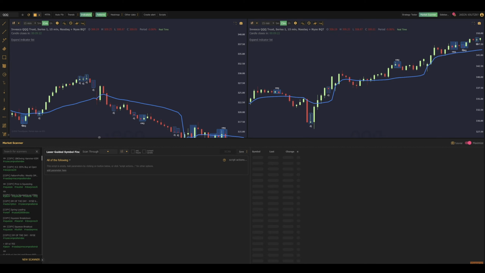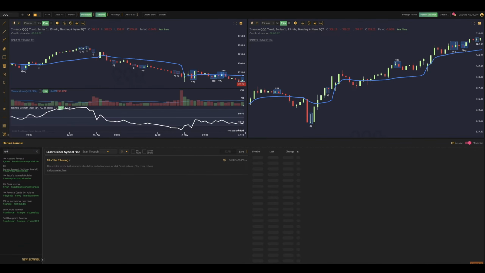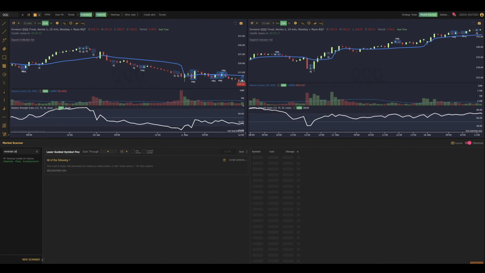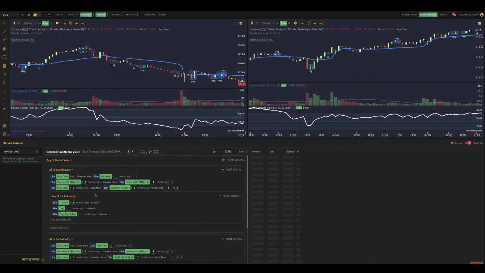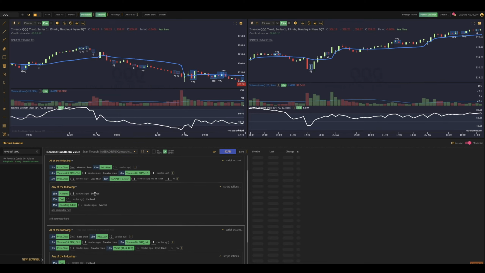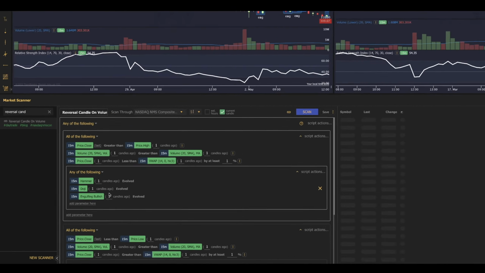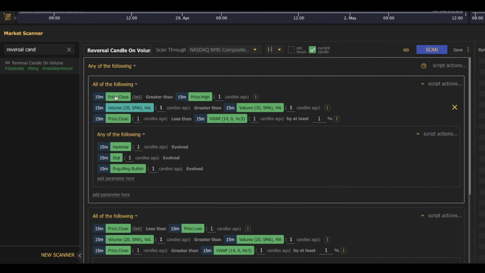I'm going to turn on my scanner here, and I'm going to type in reversal candle. It's going to bring up those conditions for me. Now I have two sets of condition groups here. In the first group, this is the bullish setup. I've defined that the price on the current candle is greater than the high of the previous candle, or closing higher than the previous candle. And that previous candle, of course, is the reversal candle.